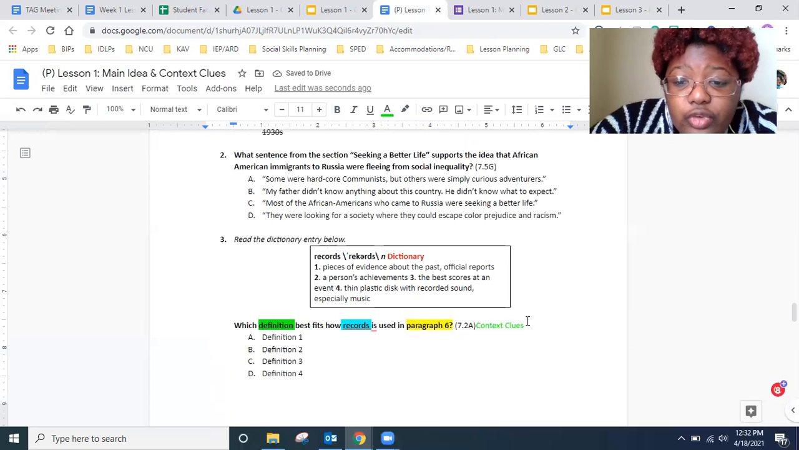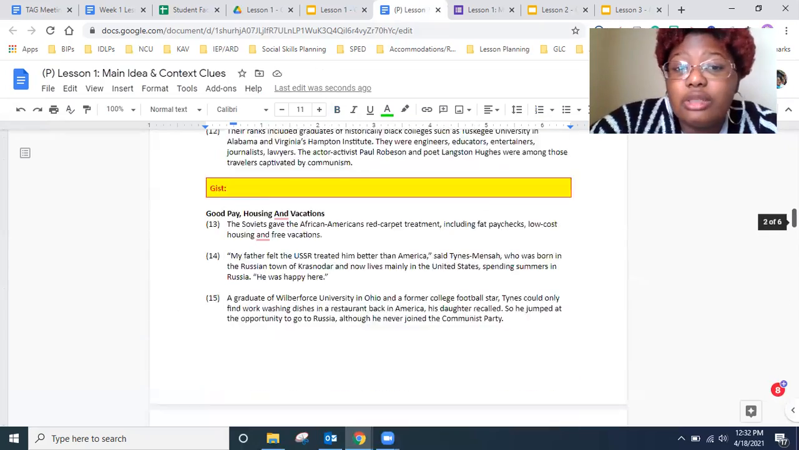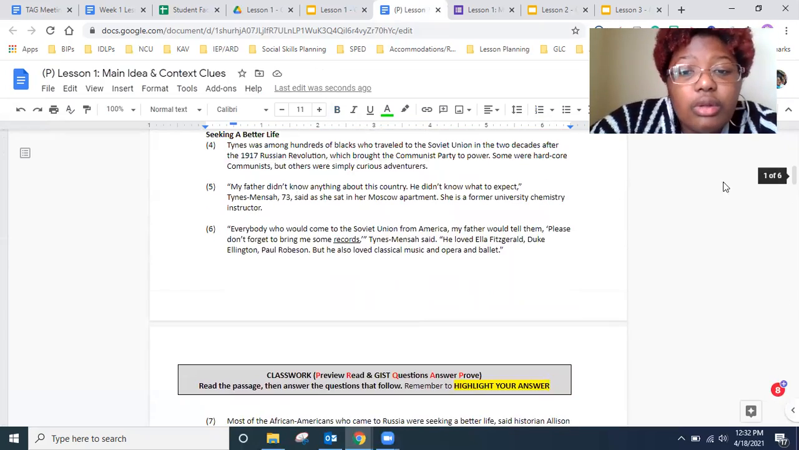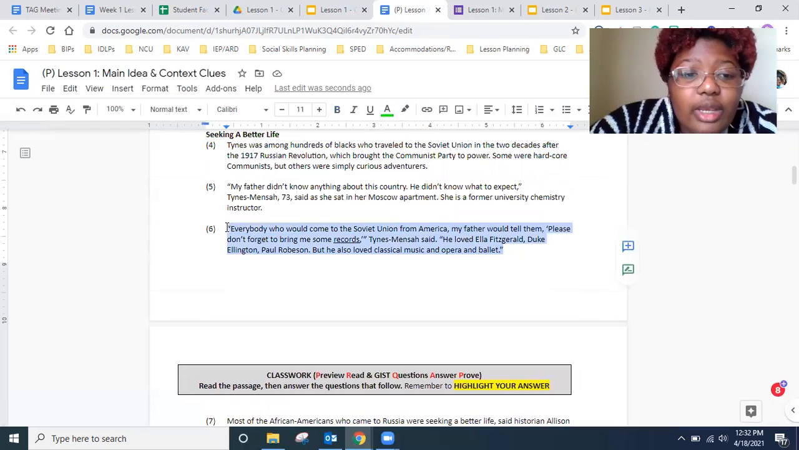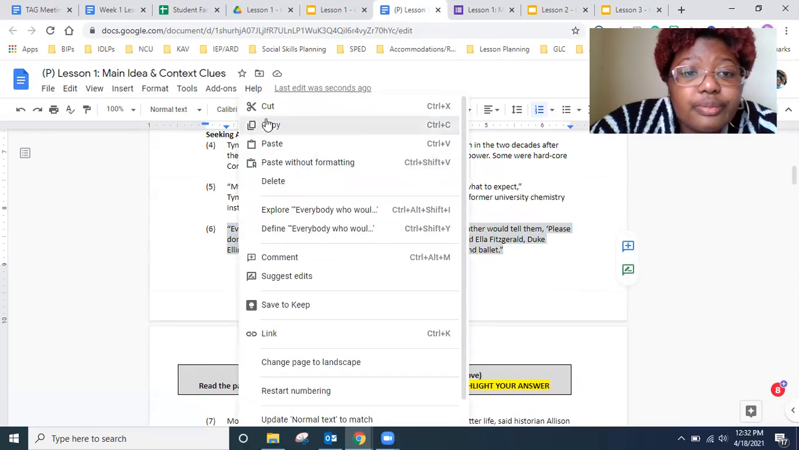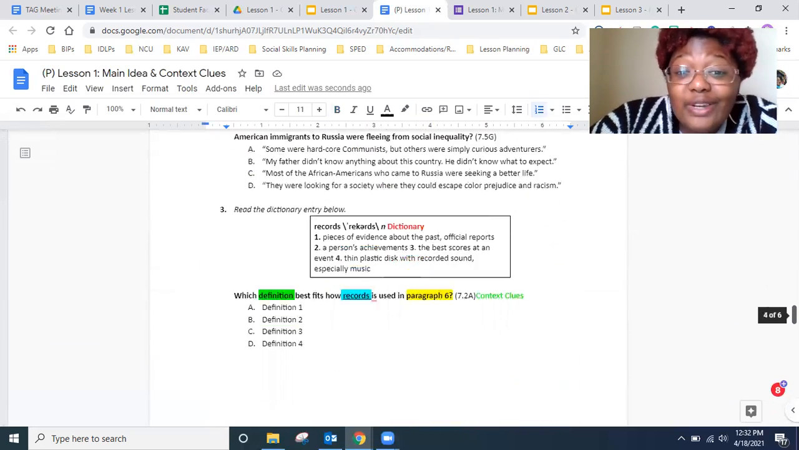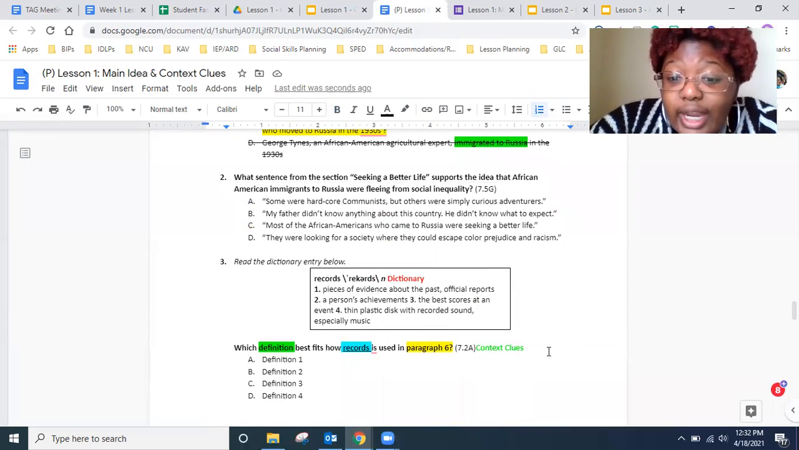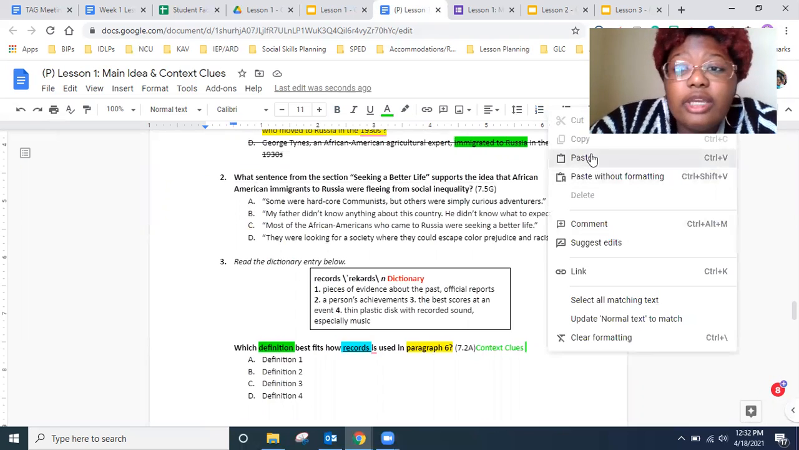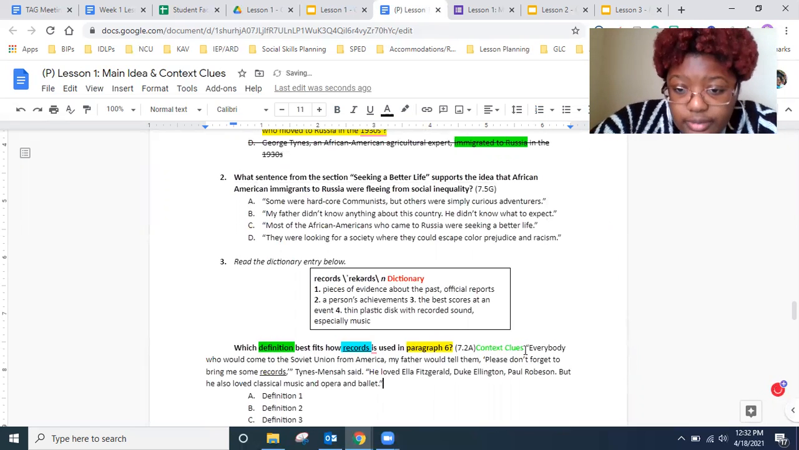One thing I'm going to do for this question is copy and paste paragraph 6 here, because that's the paragraph I'm focusing on. So let me go ahead and copy and paste paragraph 6 there. This is something you should always do when you have a definition question or a dictionary question, because it puts your text right where you need it.